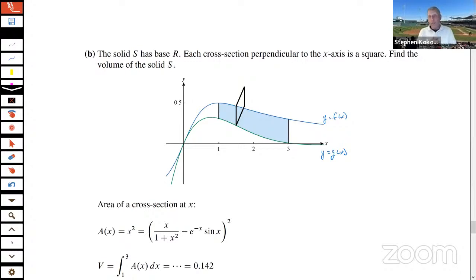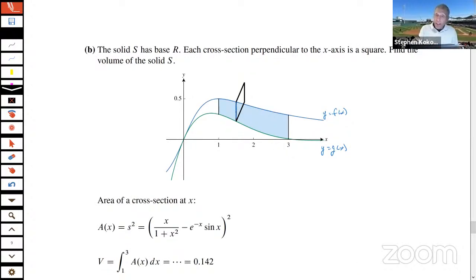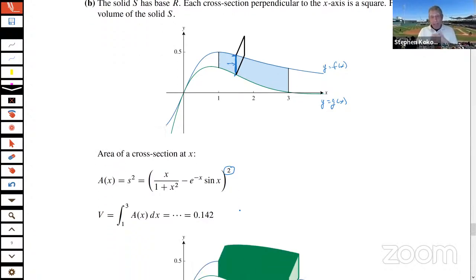And we've got to see if we can find the area of that cross section. So what I want to try to do is to find a length of that square right there. So what is that? Well, it's really just f of x minus g of x, isn't it? That's this distance. f of x minus g of x gives me that length right in there. So that's a side of the square, and son of a gun, I need to square it. So that's my expression for A of x.